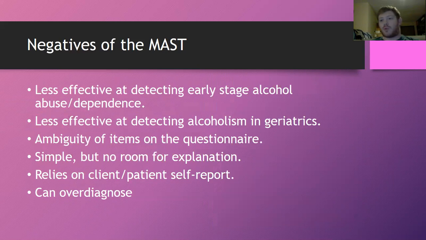So that is why they created a specific MAST version for that population. Some of the items on the questionnaire are pretty ambiguous, and so that is a problem. The first question on it is: do you drink or drug as much as, going off memory here, as much as a normal person? And the word is normal person.